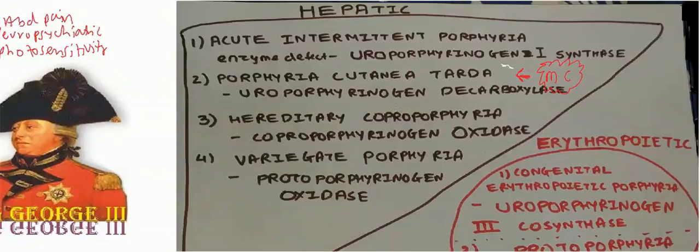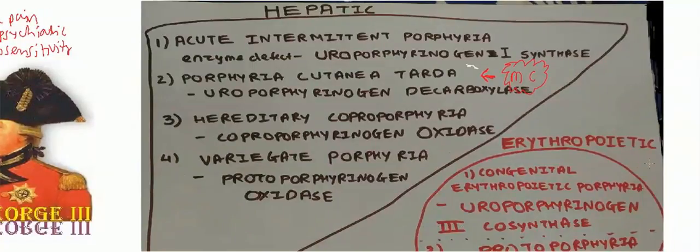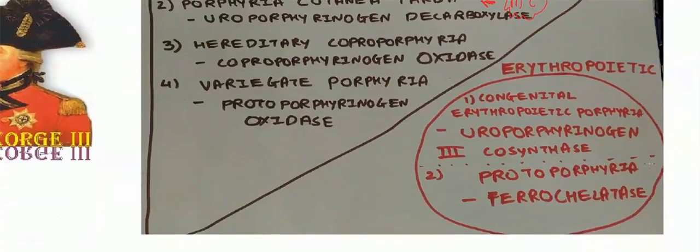In erythropoietic type of porphyrias, there are two subtypes. The first one is congenital erythropoietic porphyria. The enzyme involved is uroporphyrinogen 3 co-synthase, and we will see further what is the difference between type 1 and type 3. In congenital erythropoietic porphyria, the enzyme defect is uroporphyrinogen 3 co-synthase, and in protoporphyria, the enzyme involved is ferrochelatase.